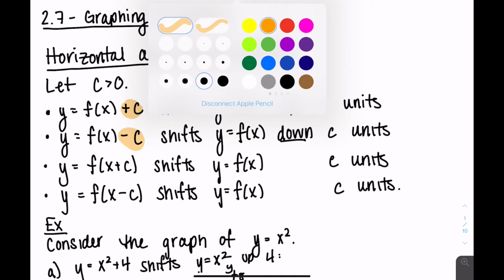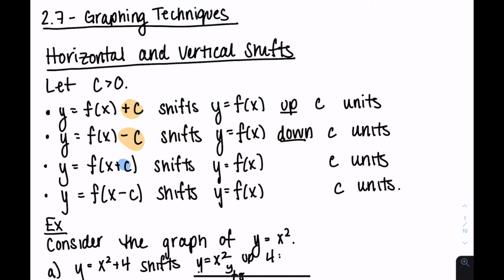In these second two instances, you're altering the X. So I'm changing the X value. This is going to move it horizontally, so either left or right. The key that I like to remember is that when you alter the X, it does the opposite of what you actually want.